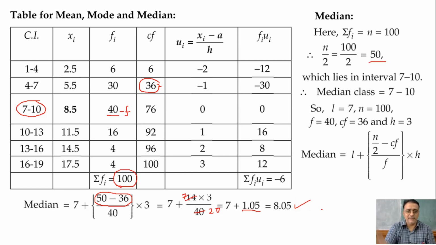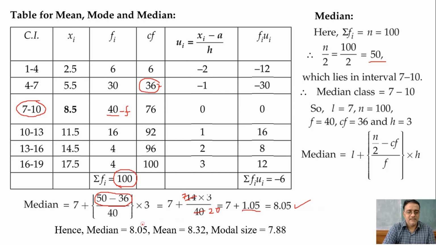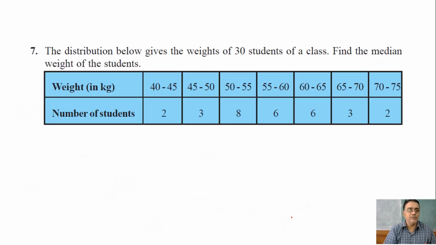Okay, we got all. Hence median is equals to 8.05, mean is equals to 8.32 and model size is 7.88. Any doubt in this question? No, sir. Okay, now we are moving towards the last question of this exercise, question number 7.